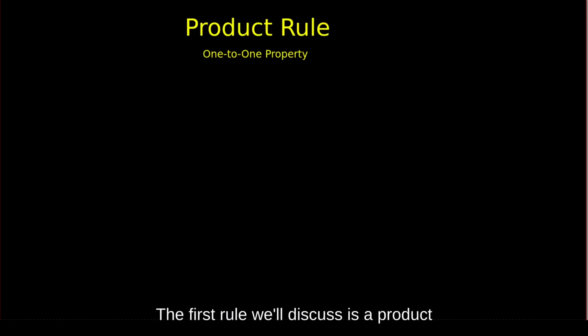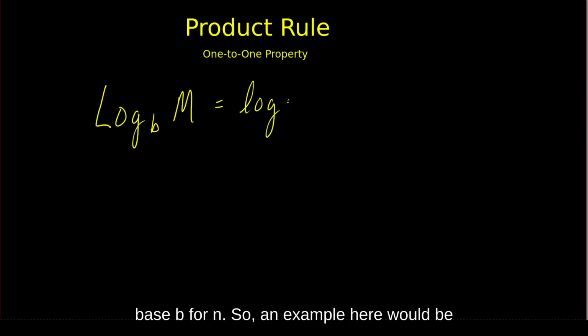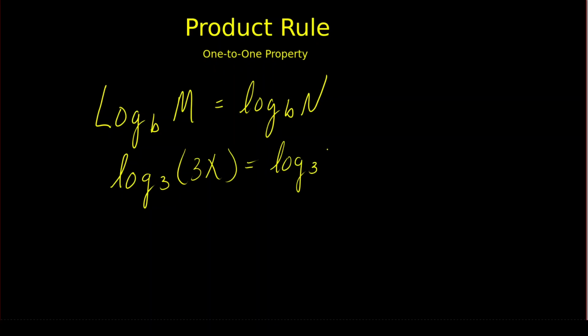The first rule we'll discuss is the product rule. We're going to apply the one-to-one property first of all. So this rule says that the log base b of m is equal to the log base b of n. An example here would be log base 3 of 3x equals the log base 3 of, let's say, 2x plus 5.